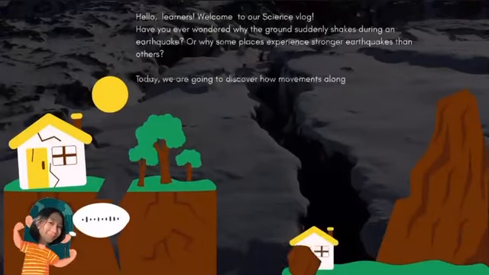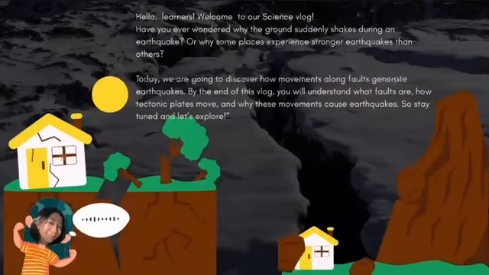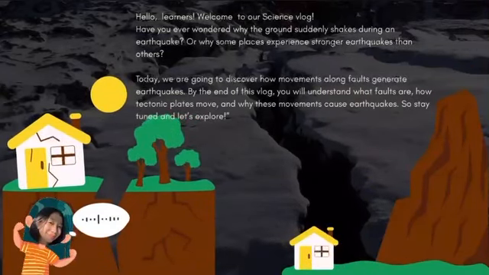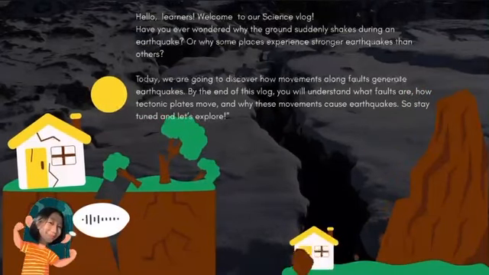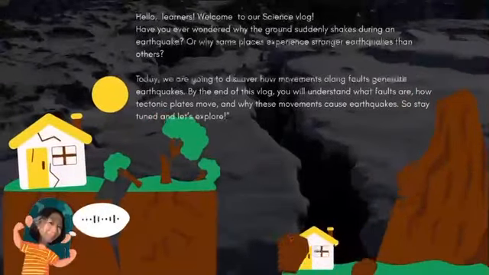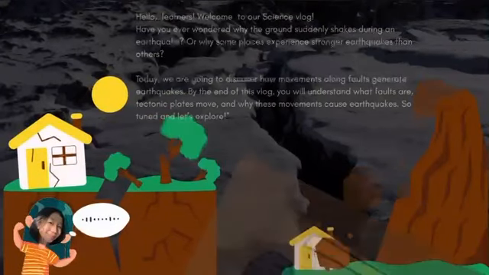Have you ever wondered why the ground suddenly shakes during an earthquake, or why some places experience stronger earthquakes than others? Today, we are going to discover how movements along faults generate earthquakes. By the end of this vlog, you will understand what faults are, how tectonic plates move, and why this movement causes earthquakes. So stay tuned and let's explore.